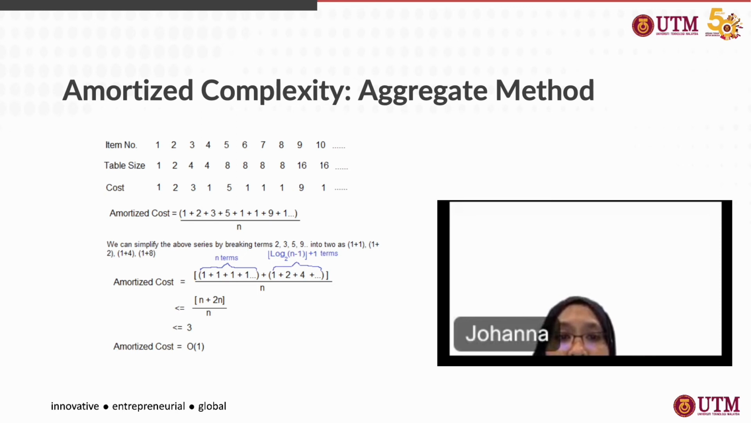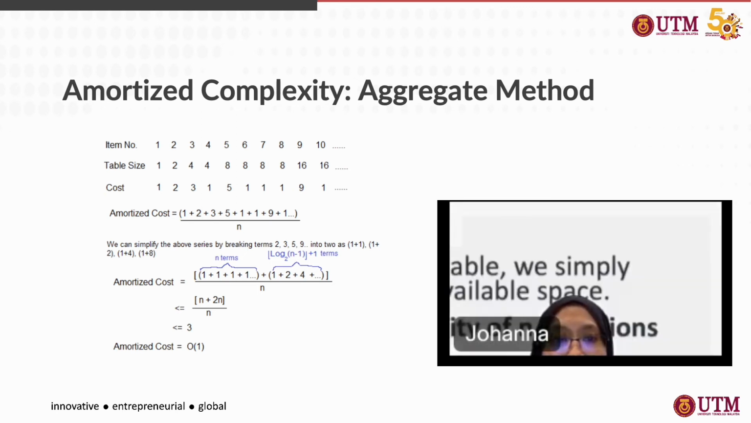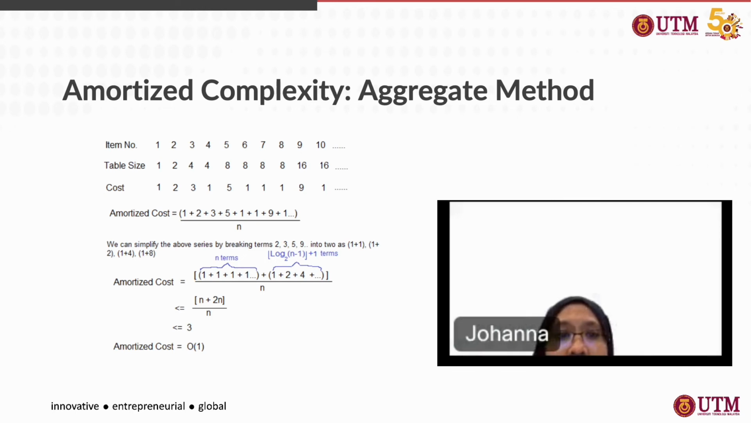Okay, so basically from this dynamic table, we get this table. If we're talking about the aggregate method, we're going to have this table. You can see the item number that we want to insert, and this is the table size. Then we can see that 1 plus 1 is equal to 2, 2 plus 2 is equal to 4, 4 plus 4 is equal to 8. By the time you add the 9th element, it will become 8 plus 8, which is 16. So these are the costs.